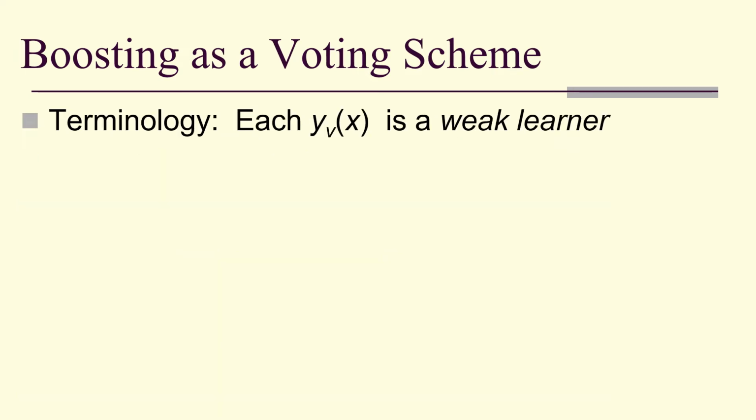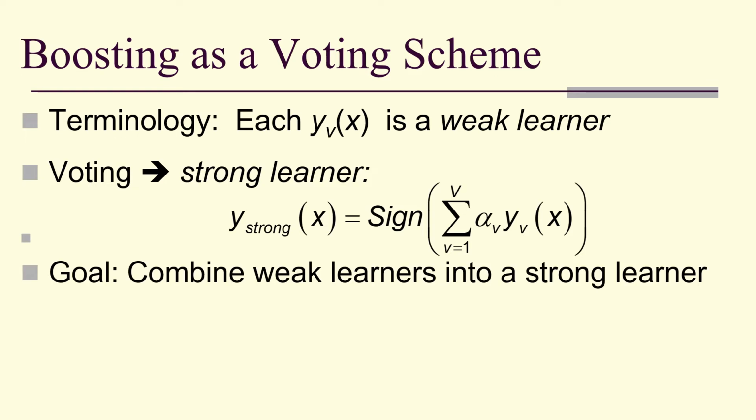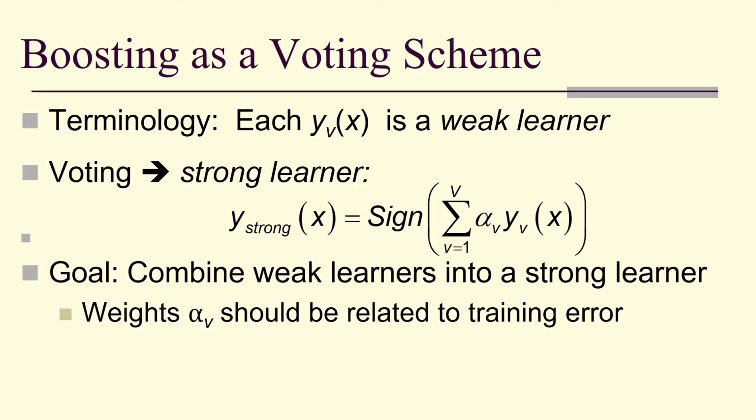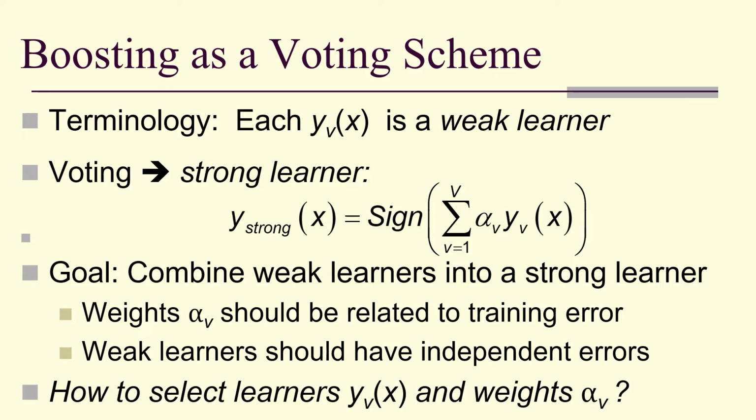So some terminology. Each individual classifier is a weak learner. Voting leads to what's called a strong learner. In our case, the strong learner as a function of x will be the sign, positive or negative, of the weighted vote, weighted by the alphas of v. Our goal is to combine weak learners into a strong learner. The weights, alphas of v, should be related to the training error. Weak learners should have independent errors. And the question is, how do we select learners and weights alphas of v?